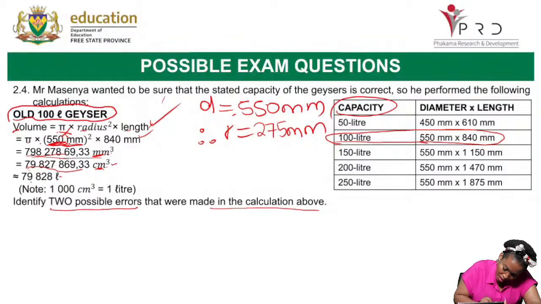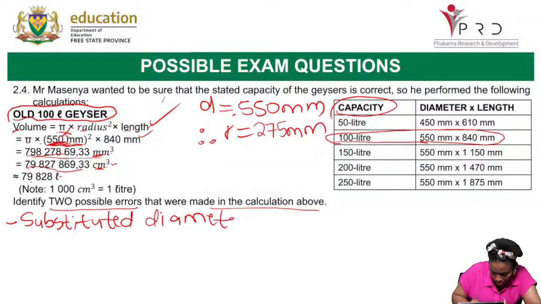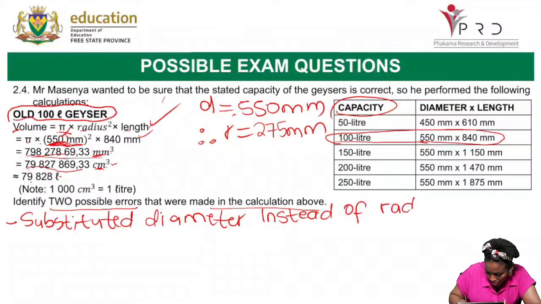He substituted, let me write it down, diameter instead of radius. That is mistake number one. And then the second mistake that I noted is that he used the value of pi as it is from the calculator. He didn't use the pi that we use, which is 3.142.